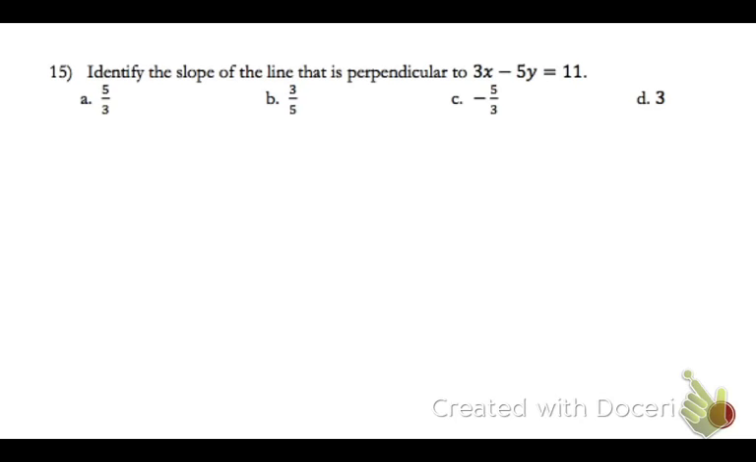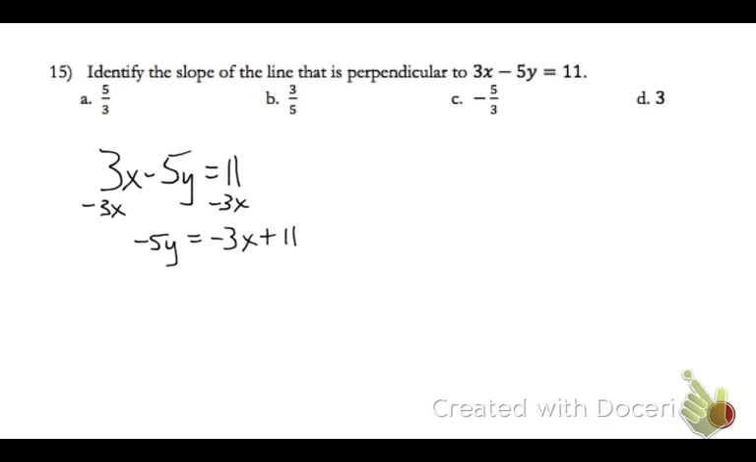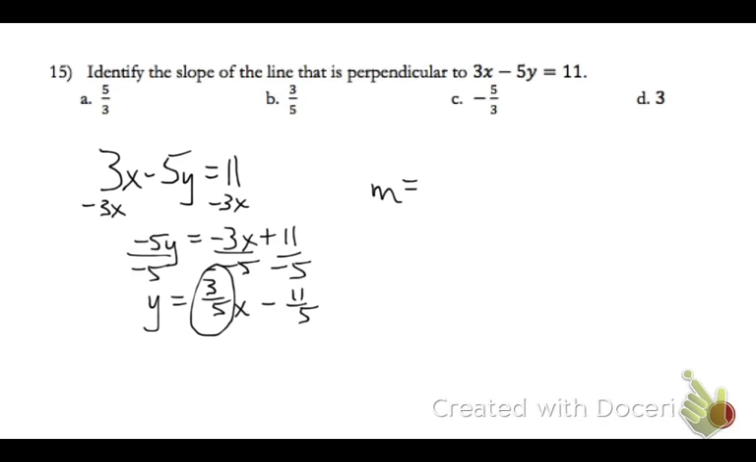So to do that, we can solve for y. So we'll take 3x minus 5y equals 11, and then solve for y. So let's move that 3x over. So negative 5y equals negative 3x plus 11, and then divide both sides by negative 5. So we'll end up with positive 3/5 x minus 11/5. So right here, this term is our slope. Now we want the slope, so I'll just write our slope.